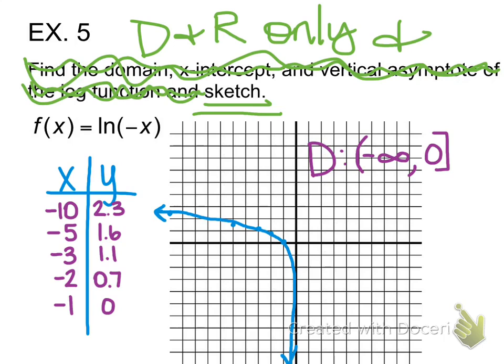Okay, now for the range. Range is the y values from bottom to top. So think about how far down this graph is going to go. Well, the arrow is pointing down, so that means it's going to go negative infinity. And then I think about how far up the graph is going to go. Well, as this graph is going to the left, it keeps going up further and further. So it's going to keep going up to positive infinity. Okay, so our domain was negative infinity to 0, and our range was negative infinity to positive infinity.